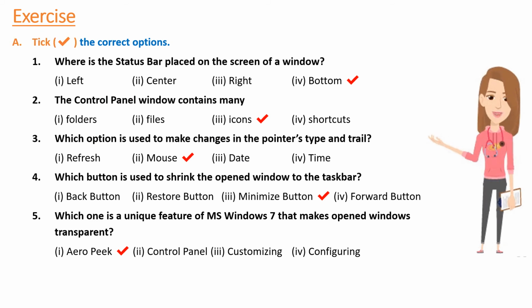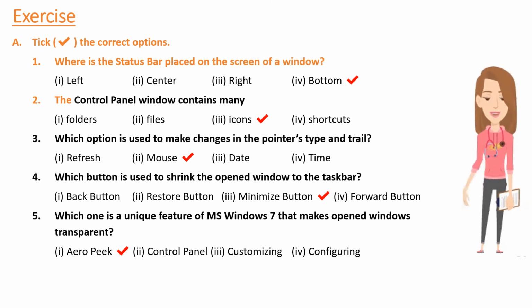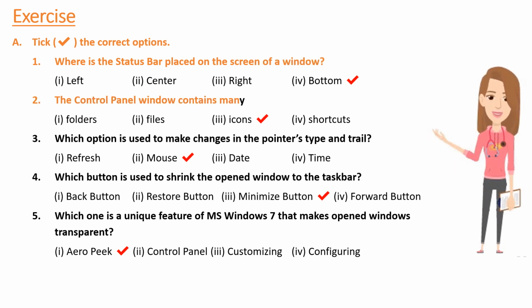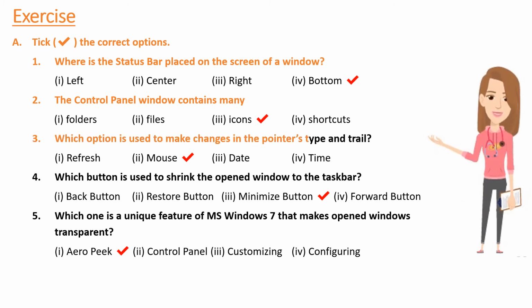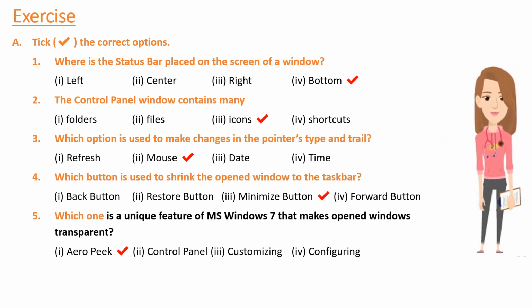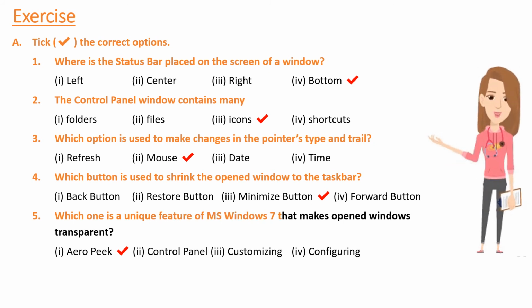Exercise A. Tick the correct options. 1. Where is the status bar placed on the screen of a window? 2. The control panel window contains many. 3. Which option is used to make changes in the pointer's type and trail? 4. Which button is used to shrink the opened window to the taskbar? 5. Which one is a unique feature of MS Windows 7 that makes opened windows transparent?